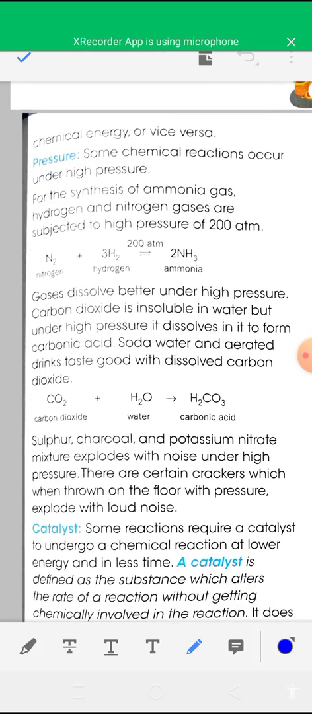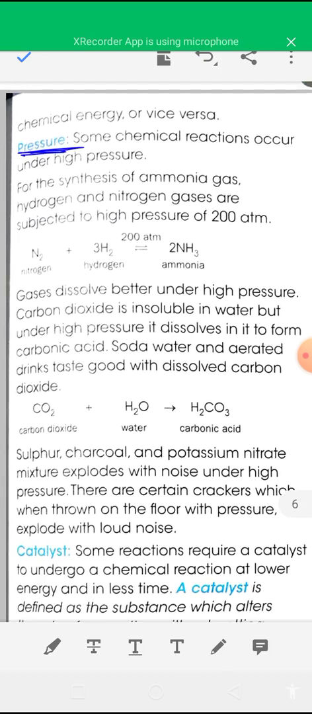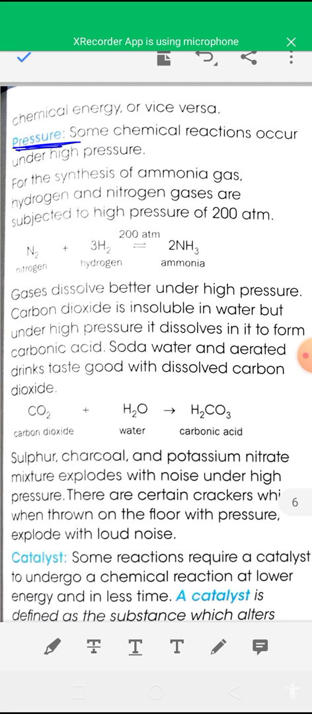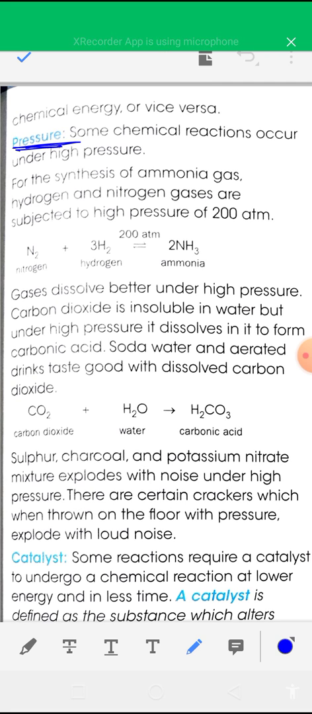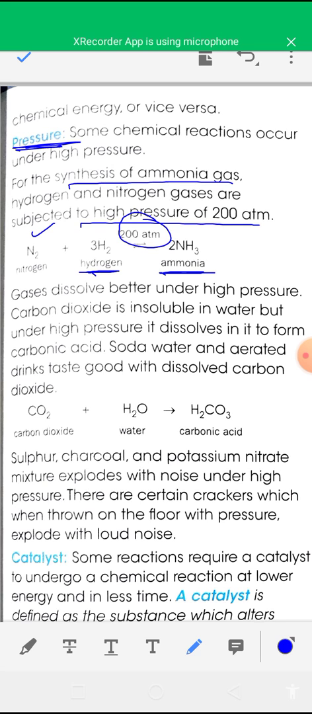Pressure is also important for some chemical reactions. Application of high pressure is important for some chemical reactions. For example, for the synthesis of ammonia, 200 atm, very high pressure, is required. In this reaction nitrogen gas combines with hydrogen gas in the presence of 200 atm pressure to give ammonia gas. So in this reaction pressure is very important. When ammonia is formed from hydrogen and nitrogen, 200 atm pressure is required.